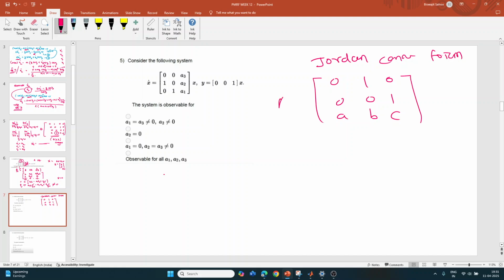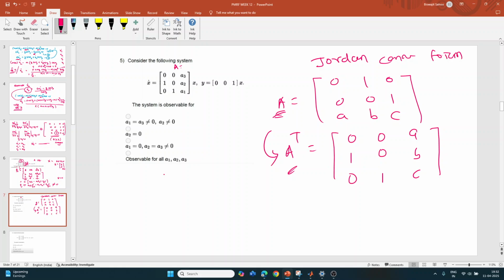Now if this matrix is A, if you take the transpose of that matrix, like 0 1 0, then 0 0 1, A B C, this is called the Jordan canonical form. This is called A and this is A transpose. Now by looking at the question, if the system is observable, if you are a little bit smart, you check whether this matrix that I have written is coming under A or A star. This is coming under A star.